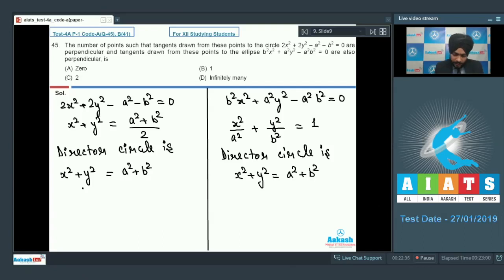So here is the surprise. Director circle 1 and director circle 2 are the same circle. So if they are same circle, obviously we have infinitely many points common to the director circles of two given locus. Option number D goes correct.